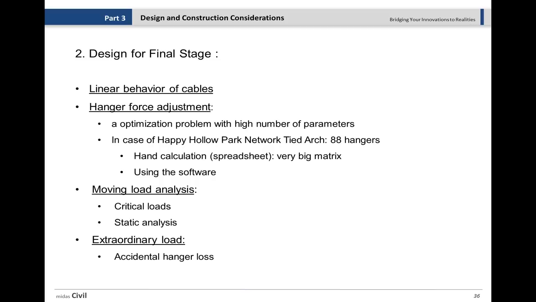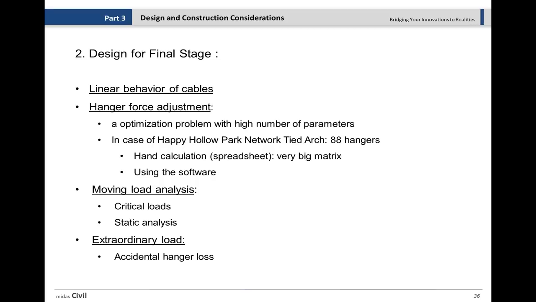So let's finish this and switch to the design for the final stage. In the final stage, as we discussed, we are seeing completely different behavior of the structure. We see the cables are behaving linearly, materials are set, concrete is set, and we are not seeing that much time-dependent material behavior.